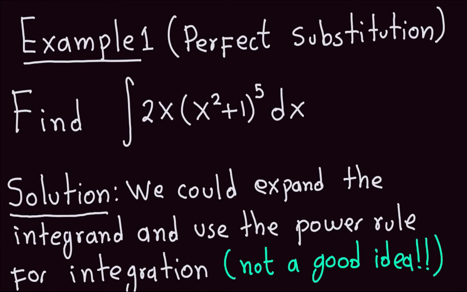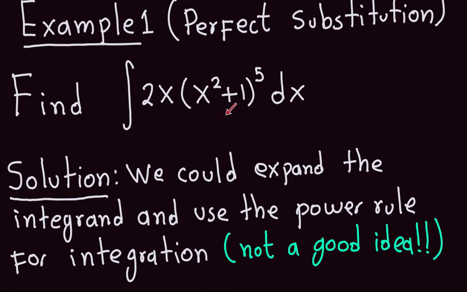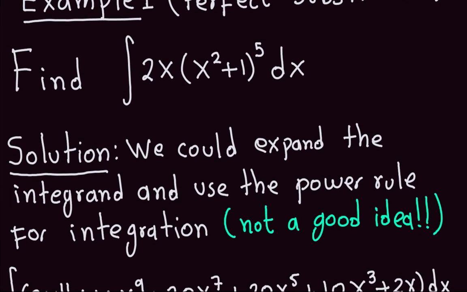So let's say we want to find the antiderivative of 2x times (x squared plus 1) to the 5th dx. Now, if you look at this expression, you could have the idea, for example, to expand this and integrate using the power rule, which is something that you don't want to do in general, because this power could be large, and then you're going to have a really big expression. I'm not going to do it like that.